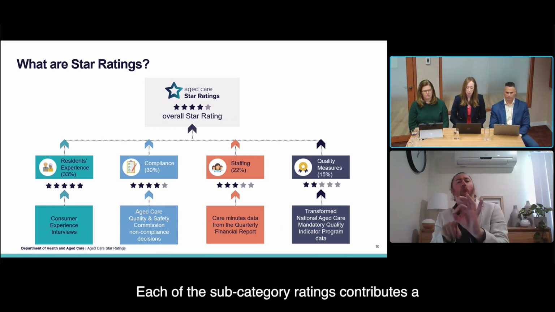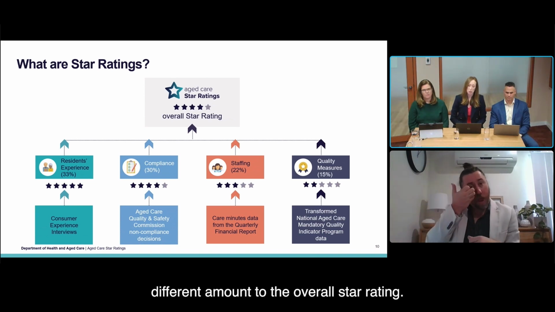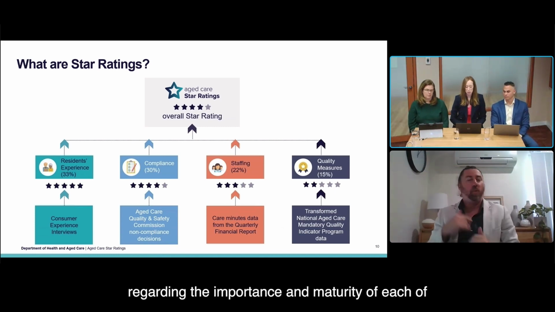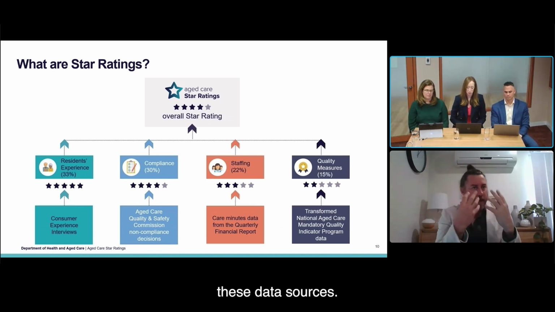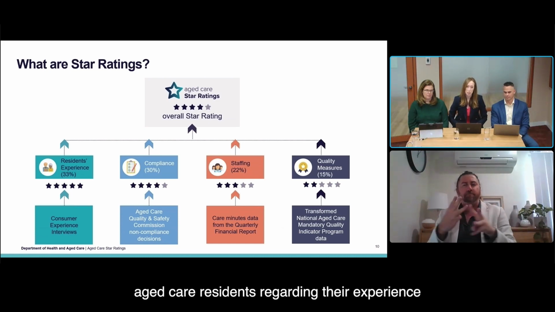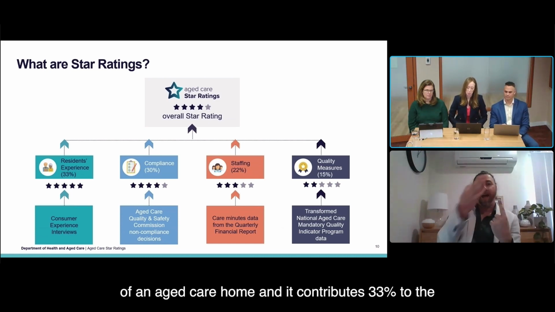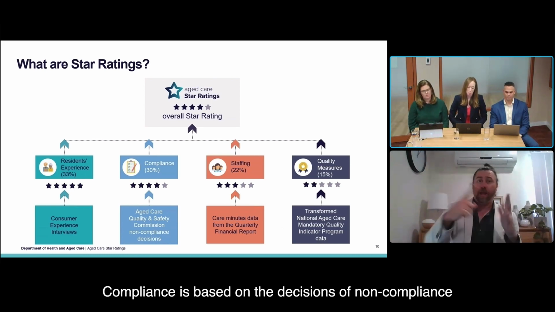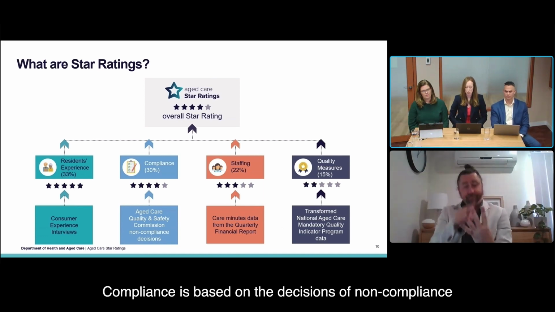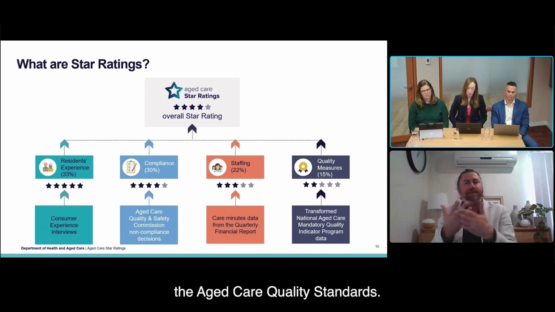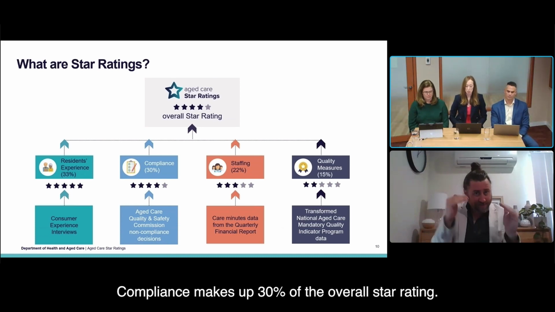Each of the subcategory ratings contributes a different amount to the overall star rating. These ratings are based on stakeholder feedback regarding the importance and maturity of each of these data sources. Residents' experience is based on interviews with aged care residents regarding their experience of an aged care home, and it contributes 33% to the overall rating. Compliance is based on the decisions of non-compliance by the Aged Care Quality and Safety Commission and the Aged Care Quality Standards. Compliance makes up 30% of the overall star rating.